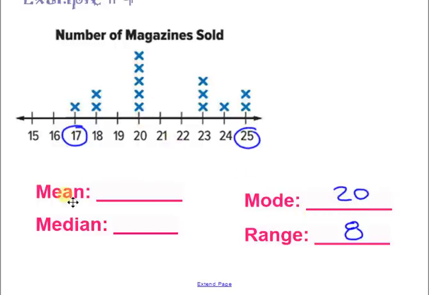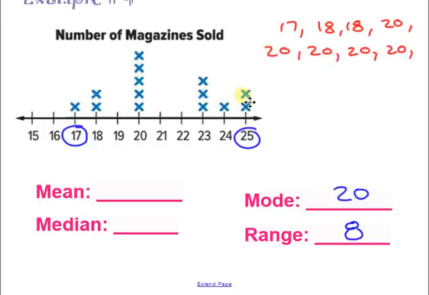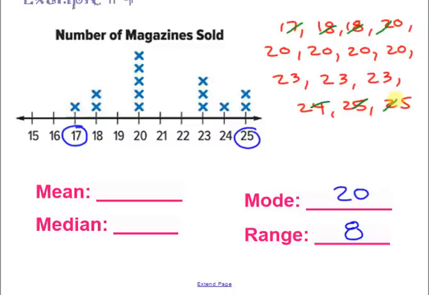Now I'm going to find my median. That's my middle number. So I'm going to start listing out my numbers here. So 17, I have 2 18s. 1, 2, 3, 4, 5. I have 5 20s. I have 3 23s. 1 24. And 2 25s. And now I need to find my middle. Which is going to be 20.